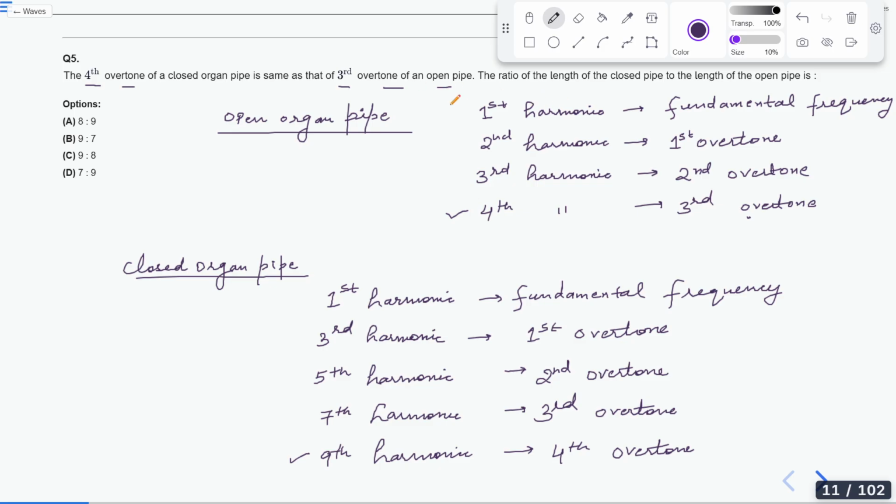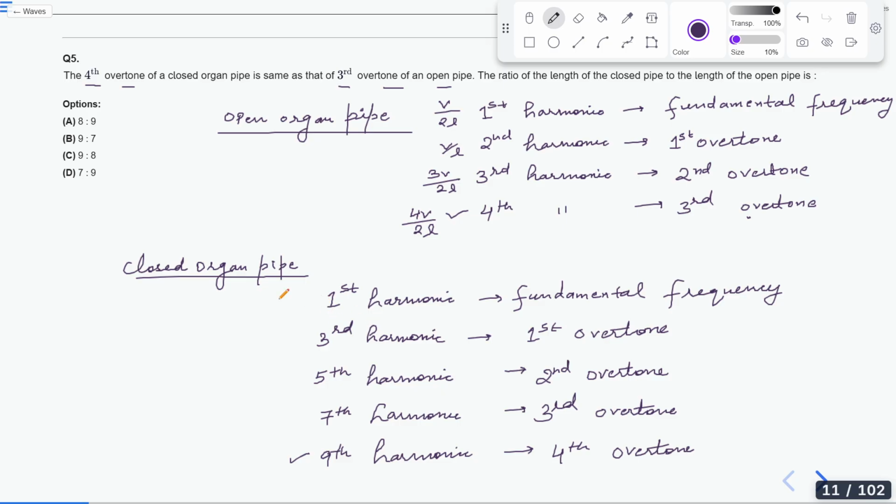What is first harmonic? That is fundamental frequency. What is fundamental frequency for open organ pipe? V by 2L. For second harmonic, 2V by 2L means V by L. Then 3V by 2L, and for fourth, that is 4V by 2L, that means 2V by L.